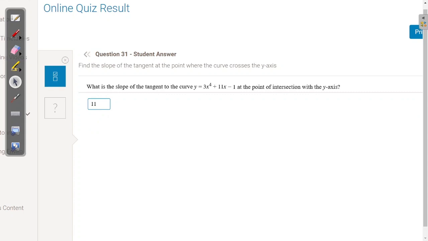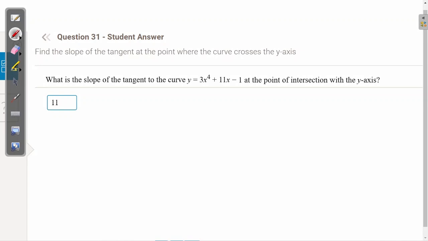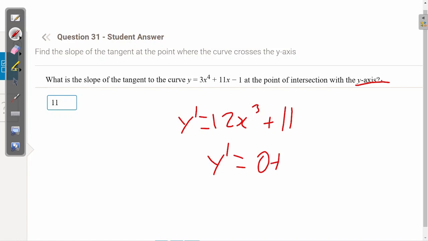The slope of the tangent to the curve at the point of intersection with the y-axis. What they're saying is they want the derivative or the slope at the y-axis. Y-axis means x equals 0. So okay, y prime equals, you bring the 4 down, 12x cubed plus 11. The negative 1 disappears because it's a constant. If it doesn't have x, it just goes away. So yeah, y-axis means x equals 0, so y prime equals 0 plus 11 equals 11.